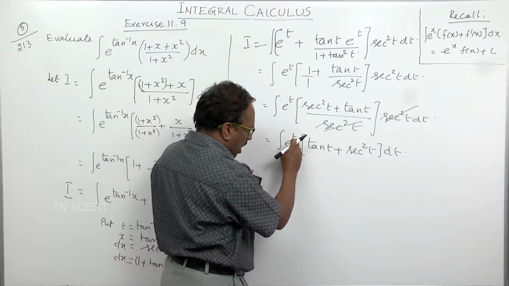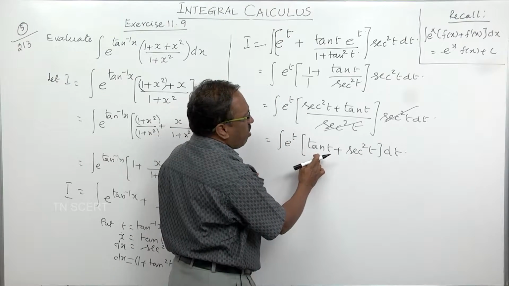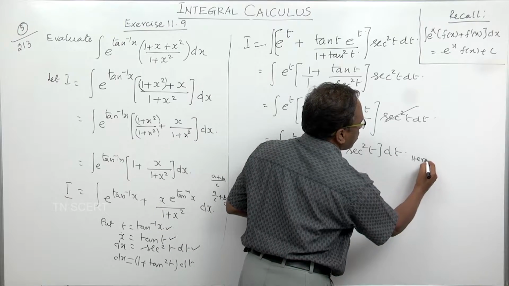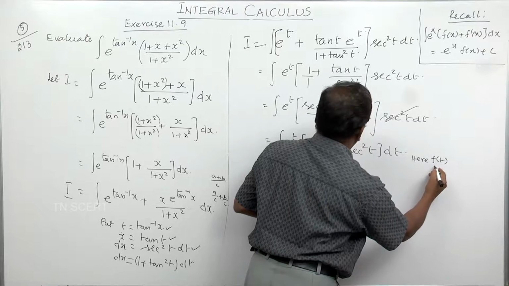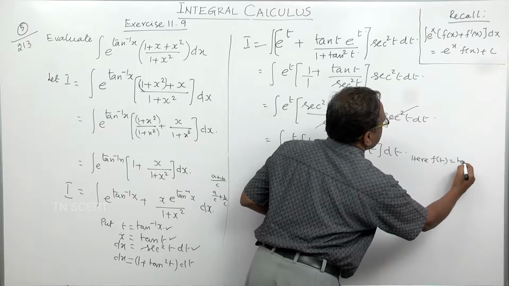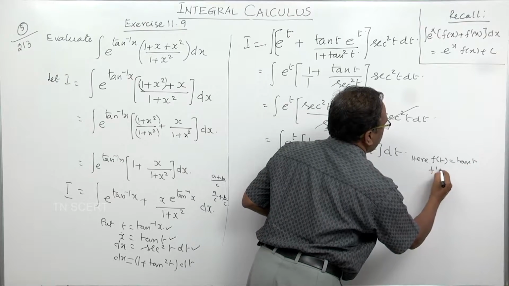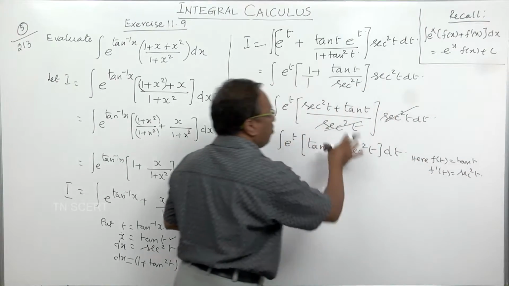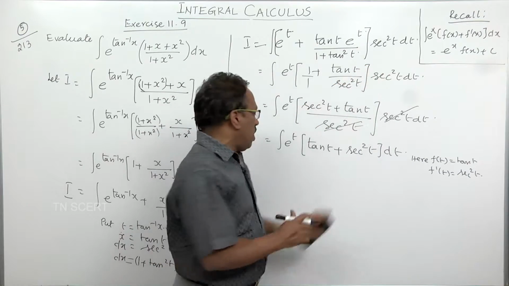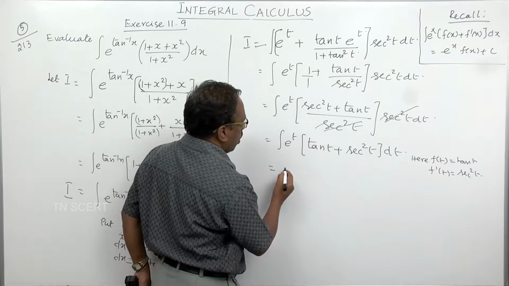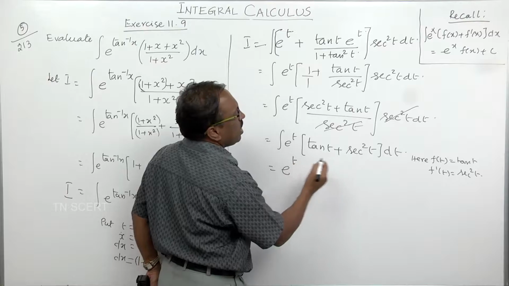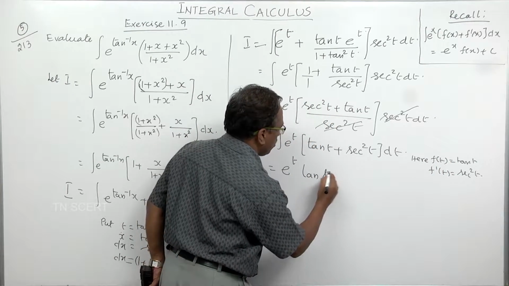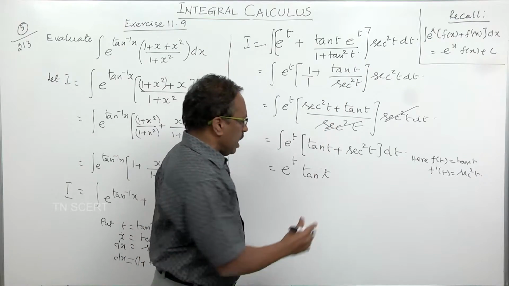Now, e power x, [f of x plus f dash of x] dx. Here, what is f of t? It is tan t. What is f dash of t? Secant square t. So we have applied the formula here, and we get e power t into tan t, that is e power t tan t plus c.